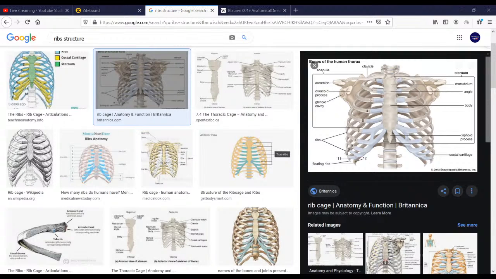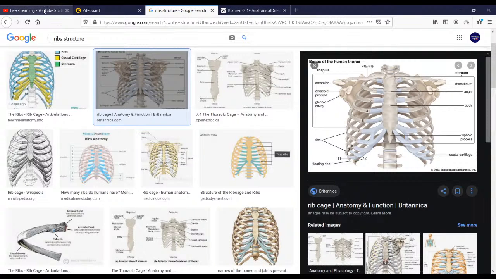So first, true ribs are known as vertebrosternal because they are attached to vertebra and sternum both. But false ribs are vertebrochondral because they are not attached directly to the sternum, but they are attached to the costal cartilage. That's why vertebrochondral, and the last ones are completely floating. That is the reason behind their naming again.